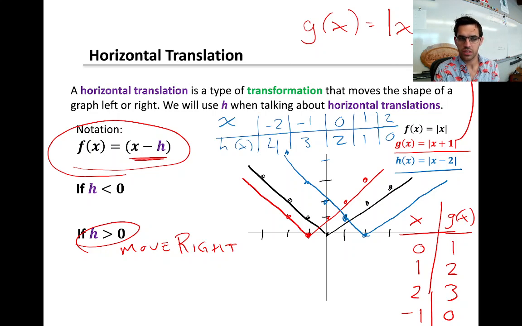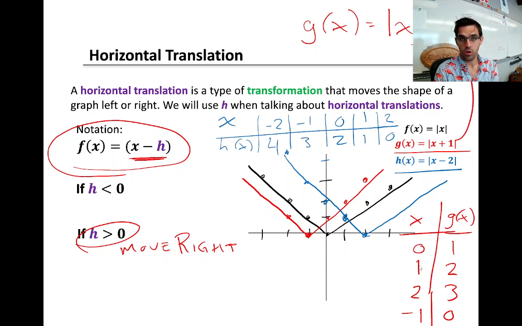So when I read function notation, I know that this means we're going 1 unit to the left. H value is negative 1, we're going 1 to the left. And we can verify that by drawing a quick table. So down at the bottom here, I've got a quick table for g of x. If I use 0 as an input, I'm doing the absolute value of 0 plus 1. So then 0 plus 1 is 1, absolute value of 1 is 1, so the output would be 1. Input 0, output's 1. So 0, 1 on my graph is right here.